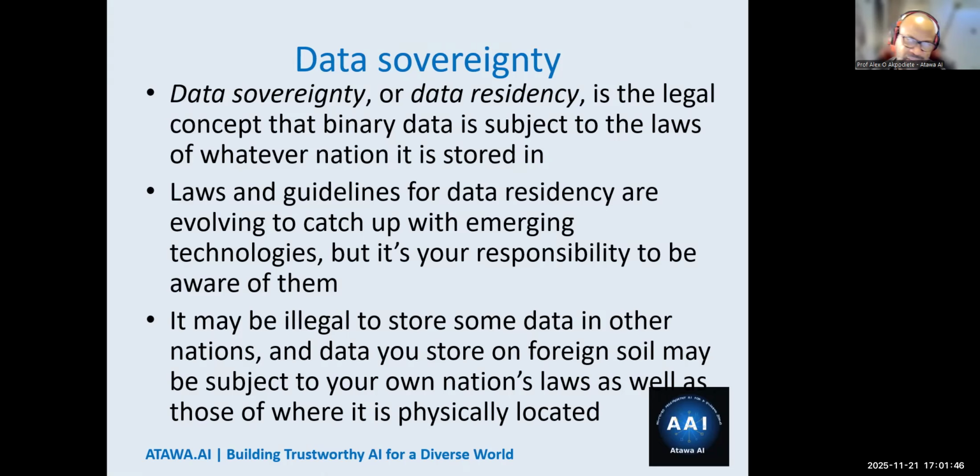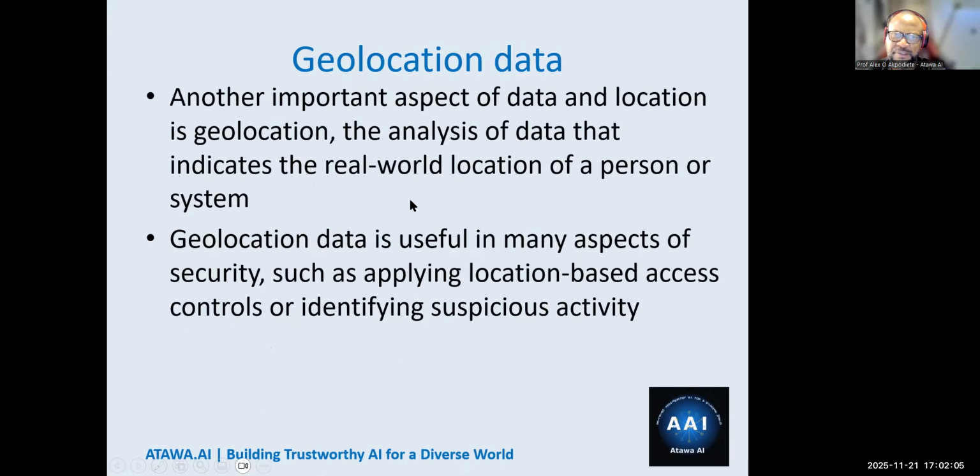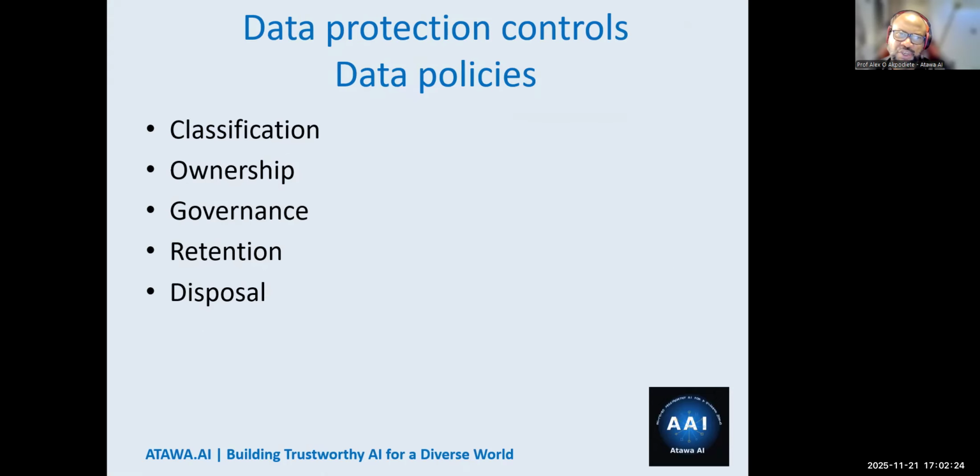That's why a lot of cloud service providers have regions or places where they store the data to be in compliance with the law. So just know the definition. Data sovereignty is the concept that the data is subject to the laws of whichever country it's stored in. That's data sovereignty. You also hear the word geolocation data. It indicates the real-world location of the person or the system. It has a lot of uses, like location-based access control, part of maybe ABAC, or looking for suspicious activity. That's geolocation data.